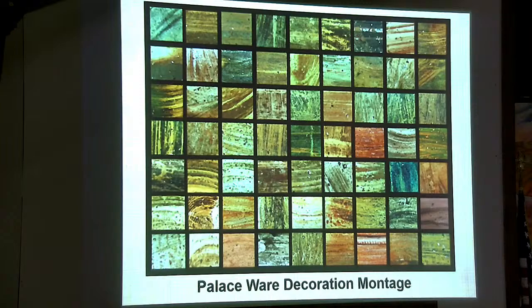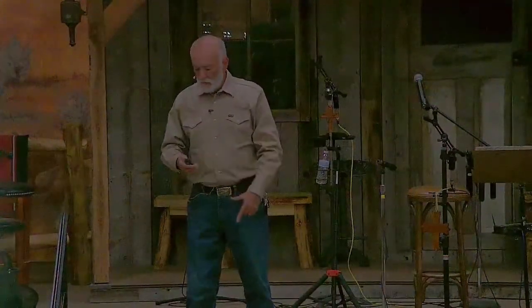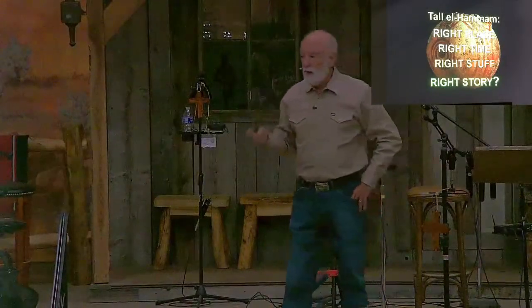I mean, Sodom is portrayed as a big city. We've got a big city. It's portrayed as an influential city. We obviously have an influential city seated at the crossroads of the trade routes. The scripture tells us exactly where to find it. We're sitting in that bullseye, where it's supposed to be. So, the conclusion is, Tall el-Hammam: right place, right time, right stuff, but does it tell the right story?